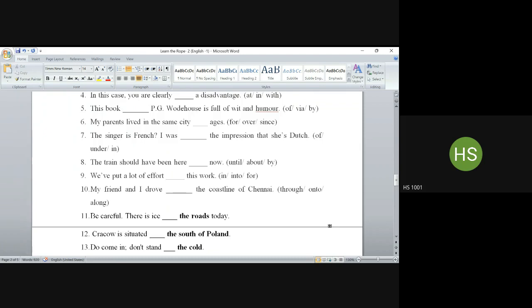So you can say "in this work" or "into this work," no problem. But to be appropriate, you put effort into something, right? Although "in" is not wrong, the more appropriate response to this question would be "into."